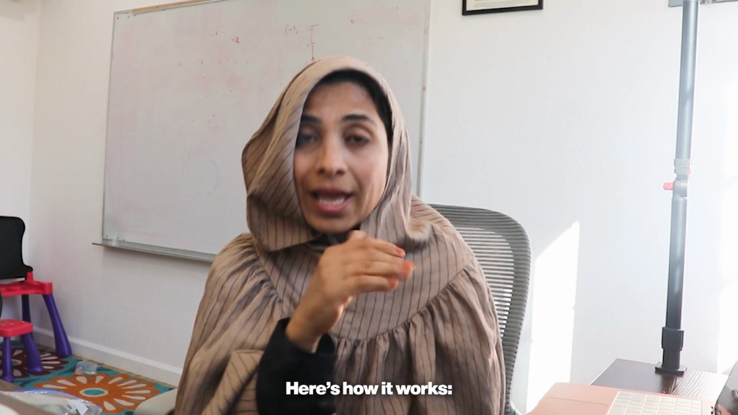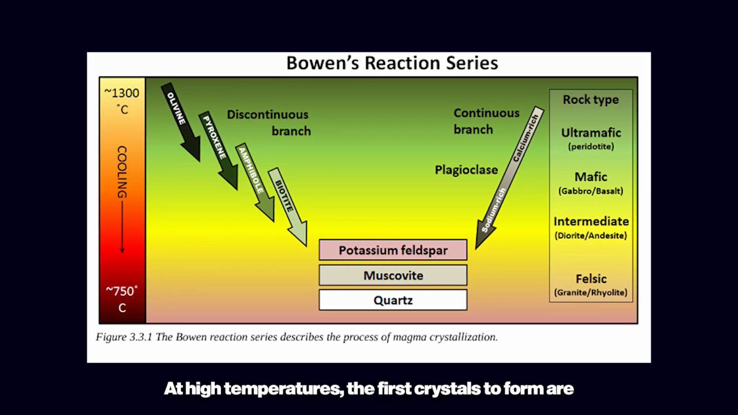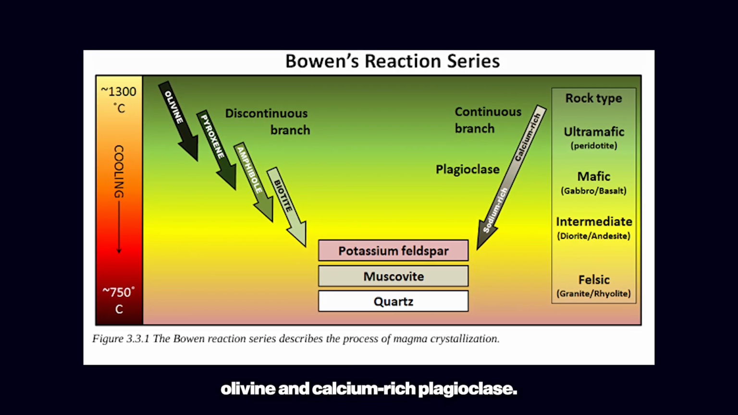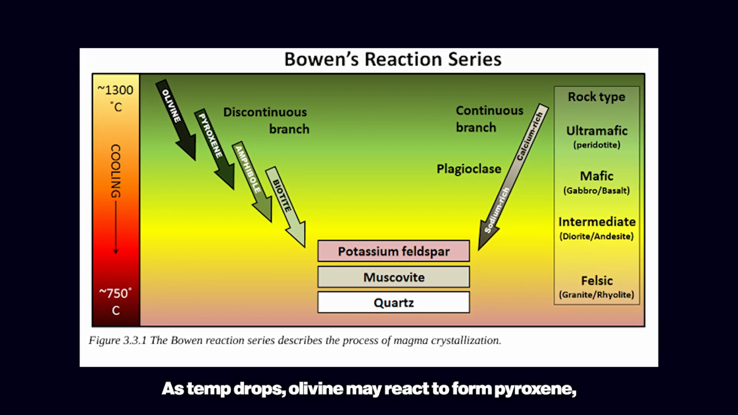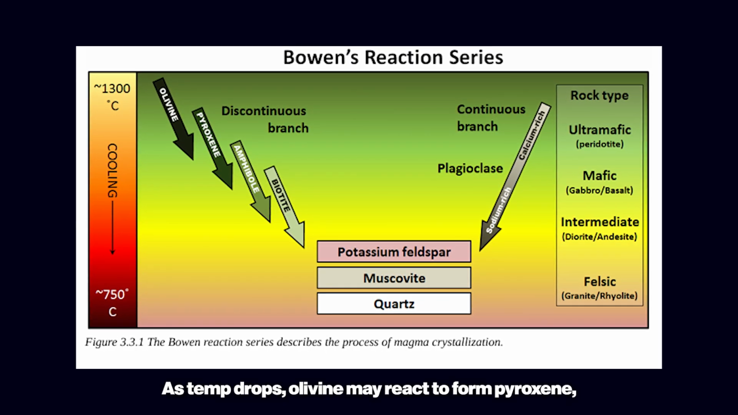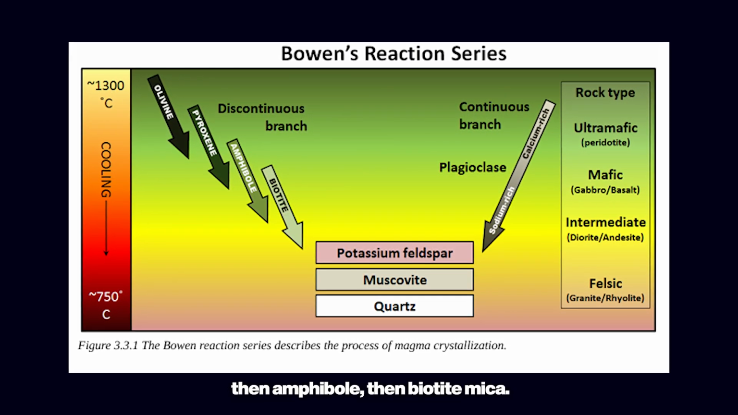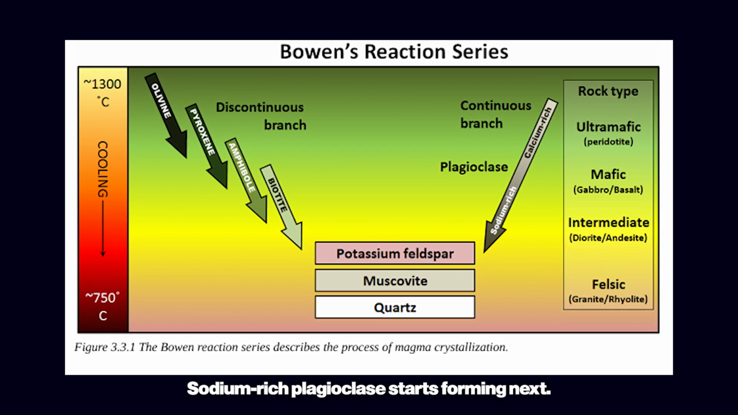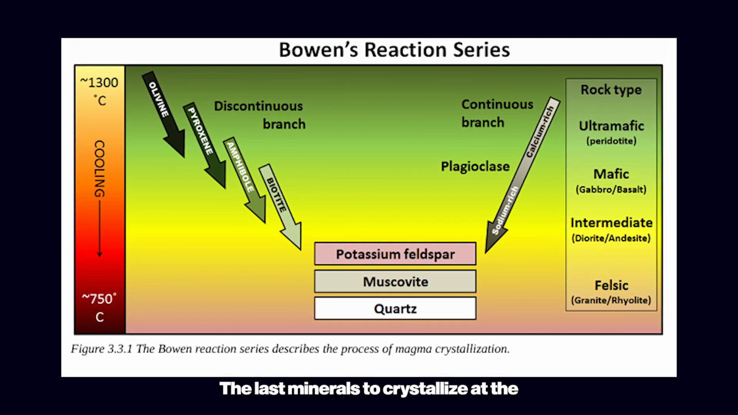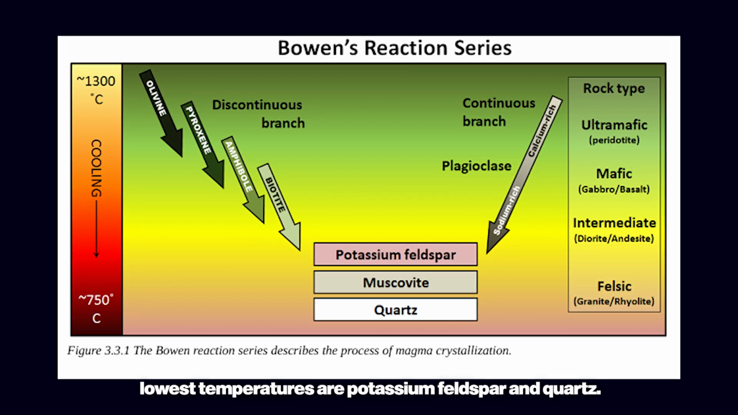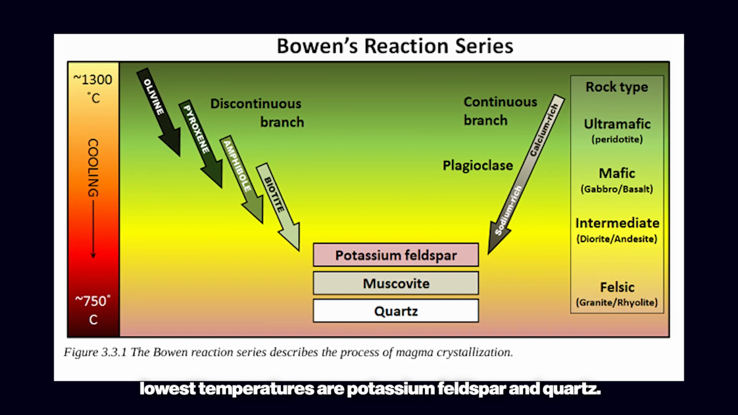Here's how it works. At high temperatures, the first crystals to form are olivine and calcium-rich plagioclase. As temperature drops, olivine may react to form pyroxene, then amphibole, then biotite mica. Sodium-rich plagioclase forms next. The last minerals to crystallize at the lowest temperature are potassium feldspar and quartz.